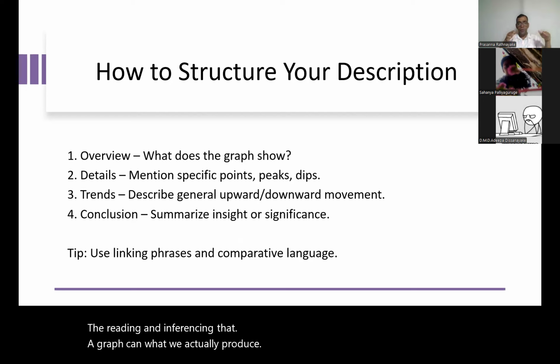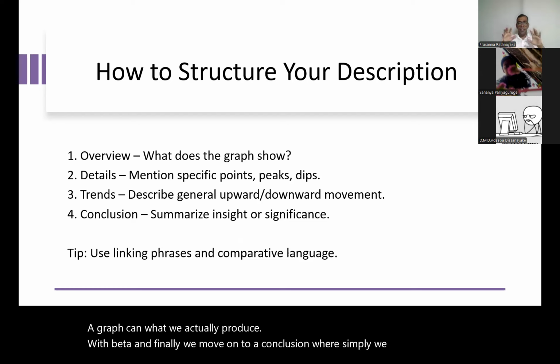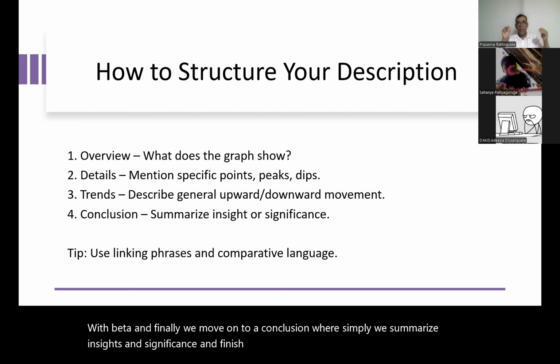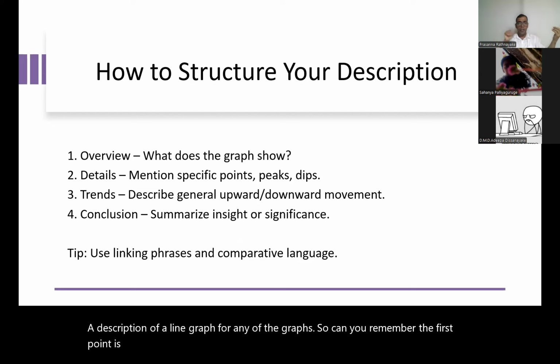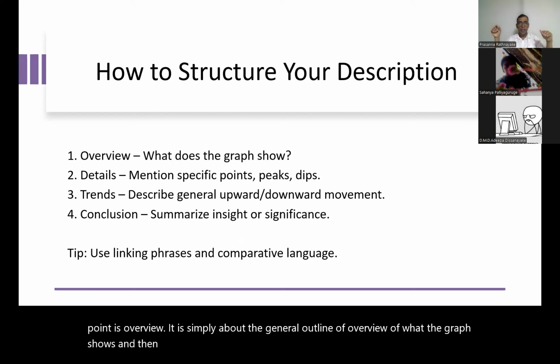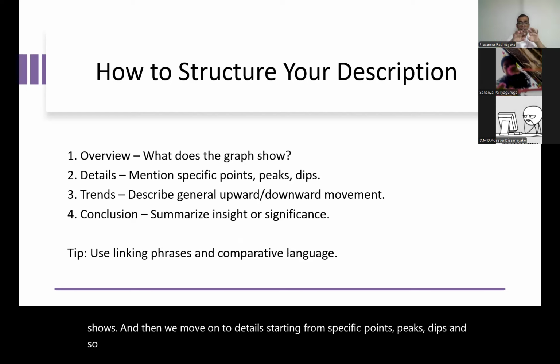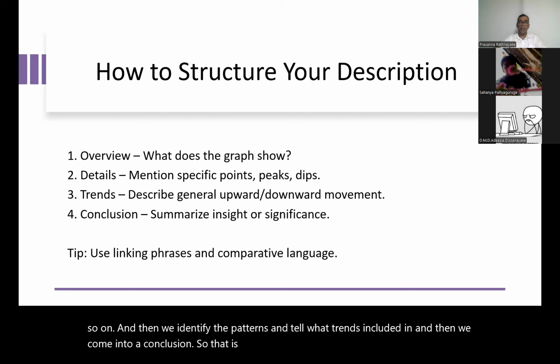And finally, we move on to a conclusion where we simply summarize insights and significance and finish it. So keep in mind, these four steps should be followed when you are drawing a description of a line graph or any of the graphs. So can you remember? The first point is overview. It is simply about the general outline of what the graph shows. And then we move on to details, right? Starting from specific points, peaks, dips, and so on. And then we identify the patterns and tell what trends are included, and then we come into a conclusion. So that is typically the order of a graph description.